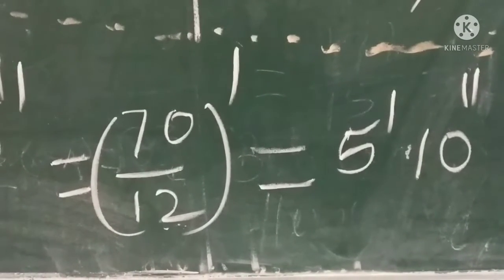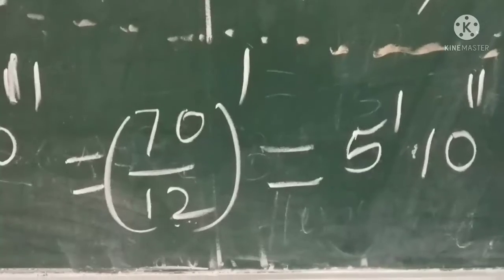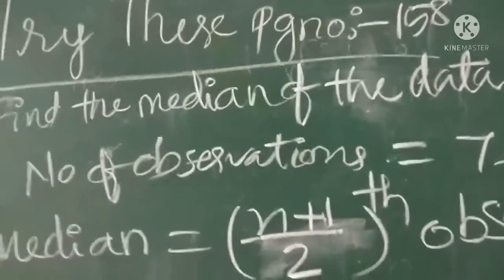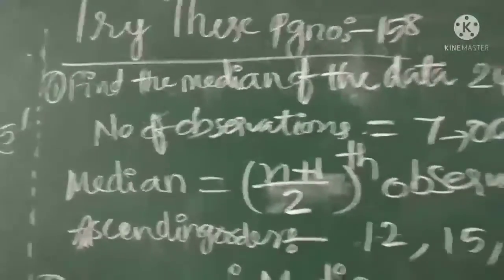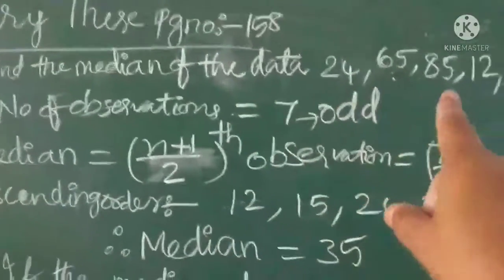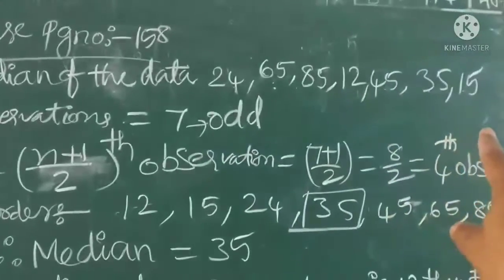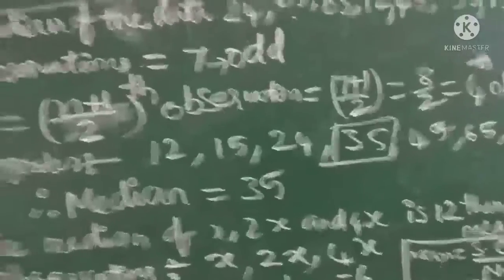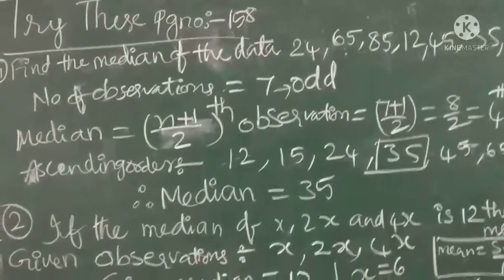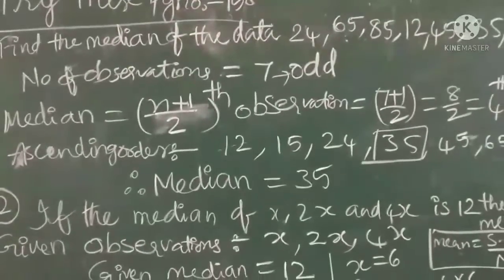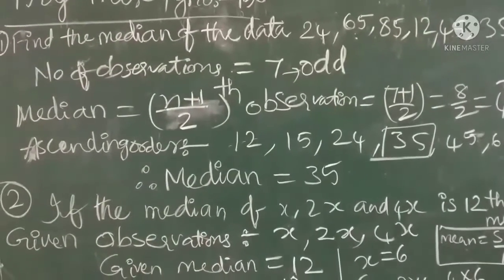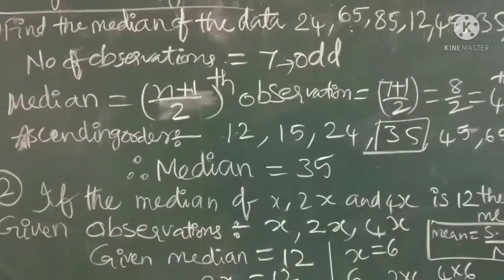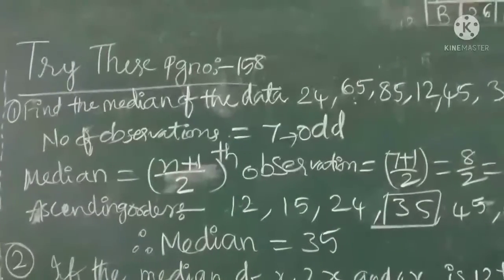Next, second question. Try this of page number 158. Find the median of the data: 24, 65, 85, 12, 45, 35, 15. Count the number of observations. Then we get the number of observations as 7. 7 is odd. So the formula for median is n plus 1 by 2th observation, the middle term. When we write them in ascending order, whichever comes in the middle will be the median.